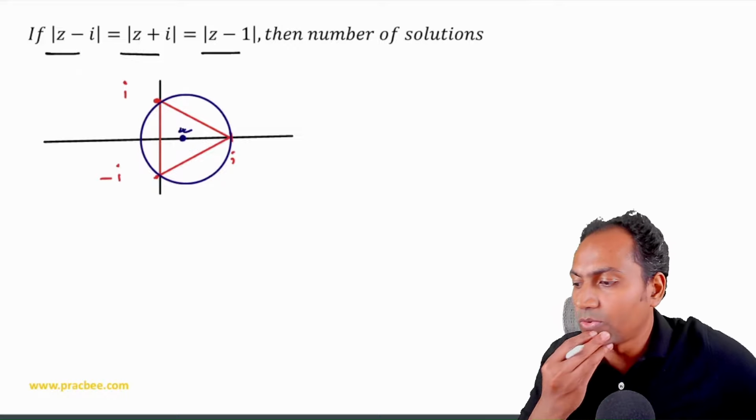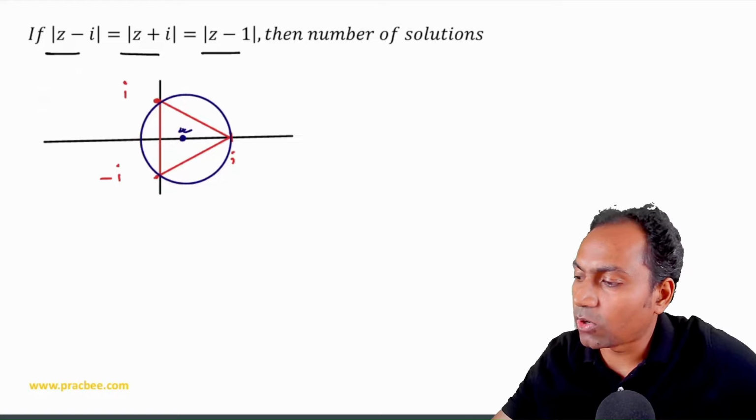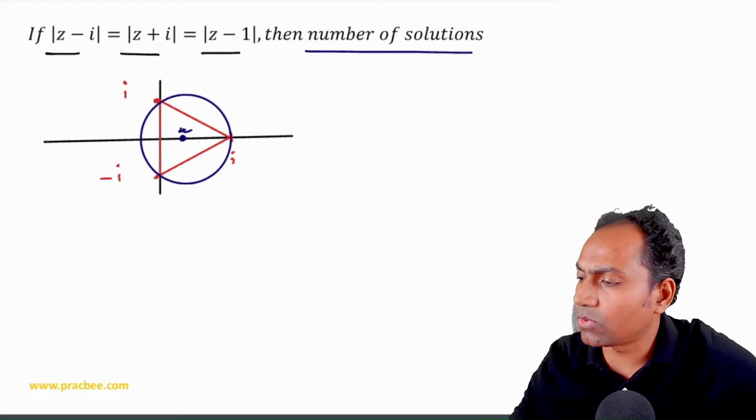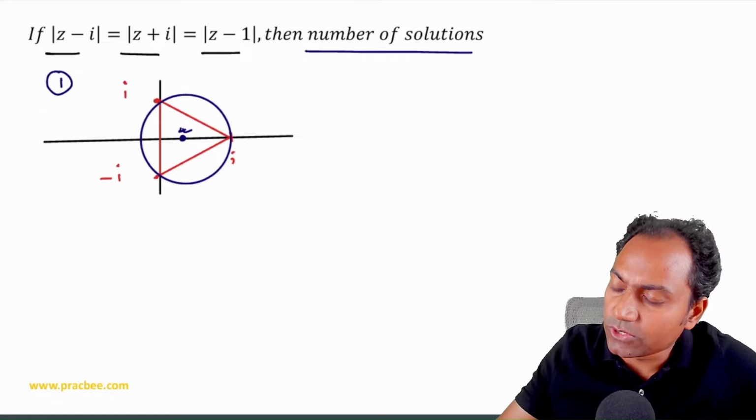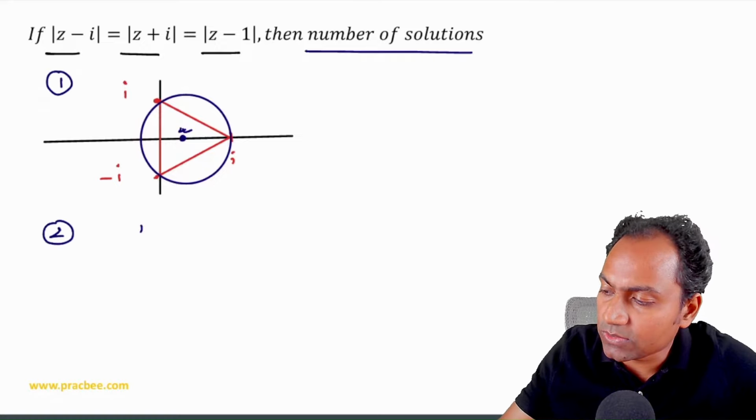So now if you look into this, what they're saying is how many solutions. So obviously there is only going to be one such point. So without even solving, since there is only one such point, you can tell the answer is 1.